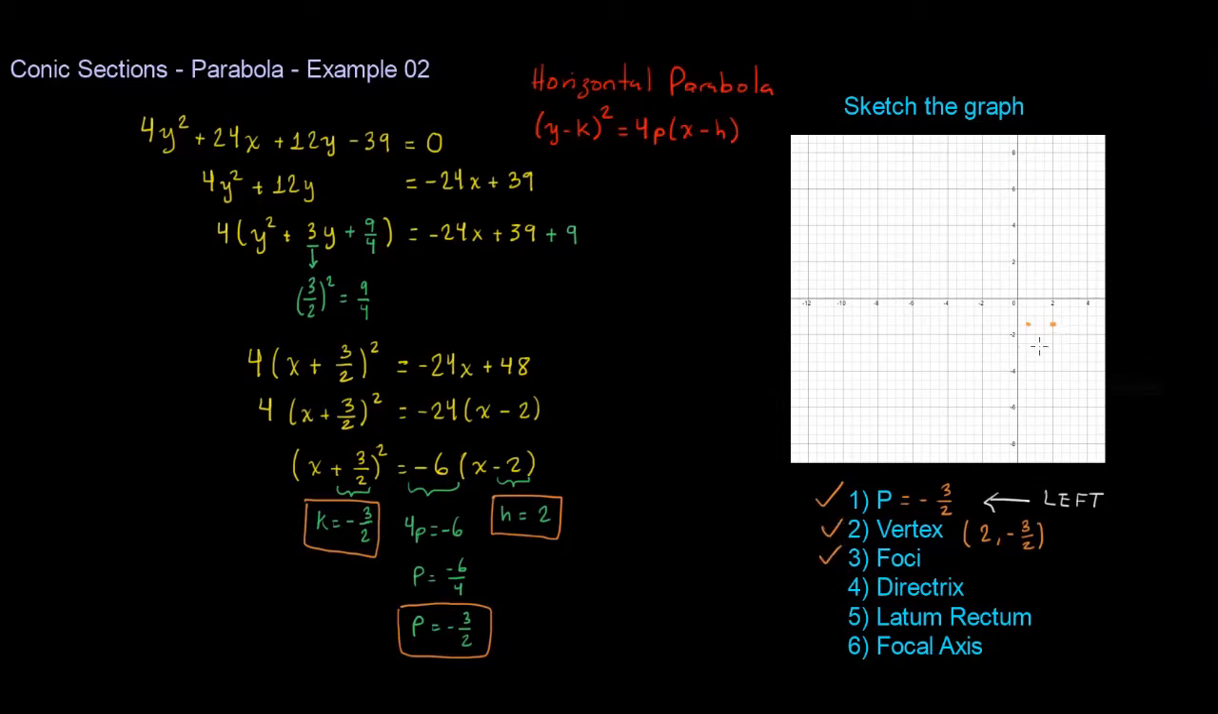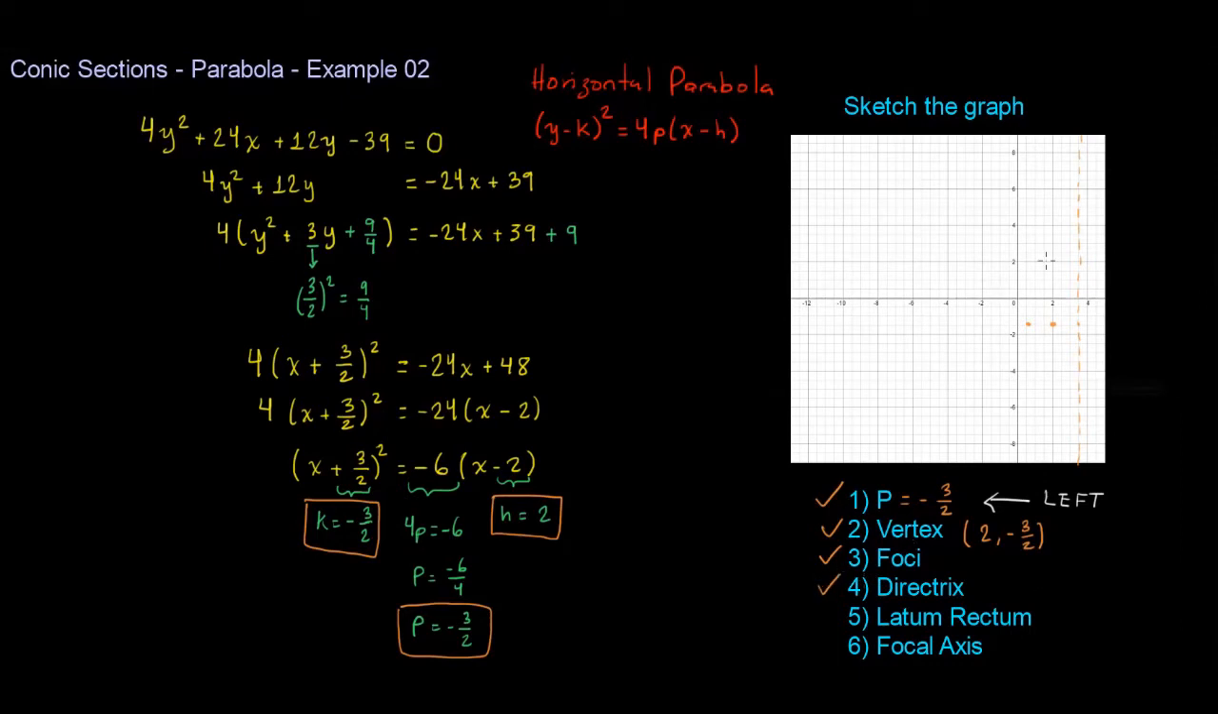Now the directrix has to be on the right side of the vertex. In this case, I'm going to be 1.5 away from this one. Will be around here. So the directrix will look like this. I'll try to do my best to draw this out. There it is. That is the directrix.